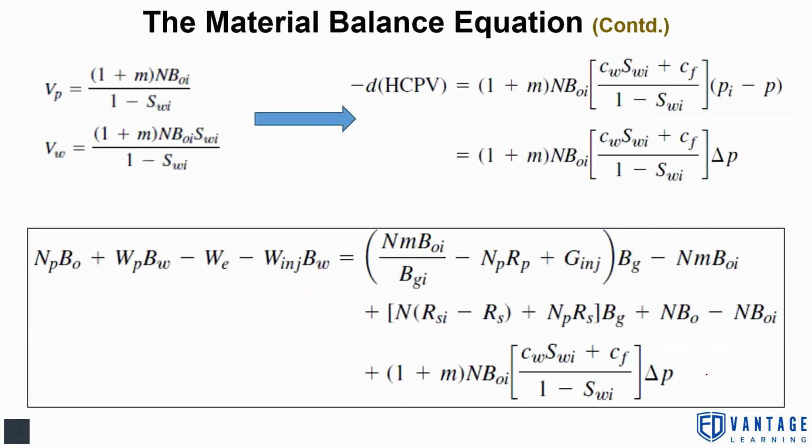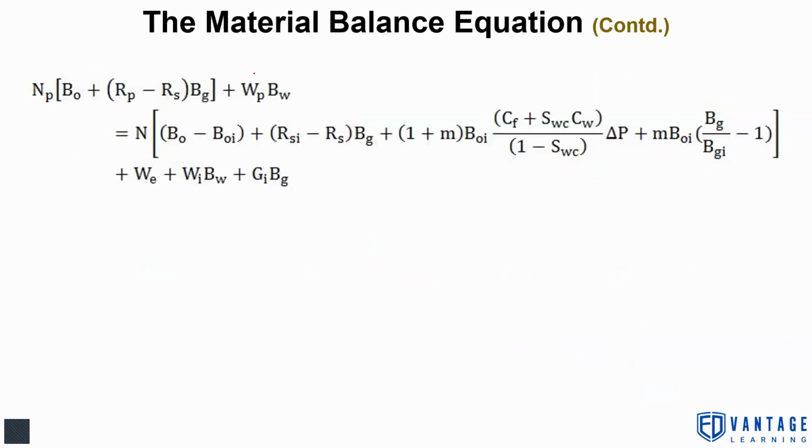So adding up all this, we get this entire equation, which is Np Bo plus Wp Bw minus water influx minus water injection into water formation volume factor, equal to the in place oil minus whatever is actually there and whatever is produced, which is due to gas expansion, plus N (Rsi minus Rs) plus Np Rs Bg plus N (Bo minus Boi), plus rock and liquid expansion. So when I club all this, we'll get this entire equation. So let's look at all these terms.